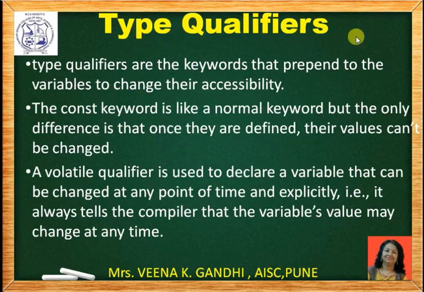Now type qualifiers. Type qualifiers are the keywords that prepend to the variables to change their accessibility. The const keyword and volatile keyword are type qualifiers. The const keyword is like a normal keyword, but the only difference is that once they are declared or defined, their values can't be changed throughout the program. The volatile qualifier is used to declare a variable that can be changed at any point of time explicitly. That is, it always tells the compiler that the variable's value may change at any time.